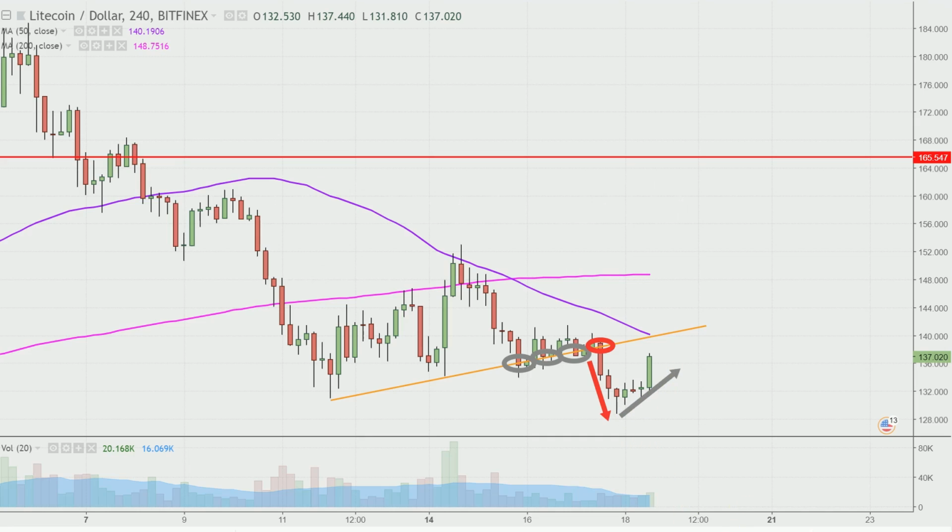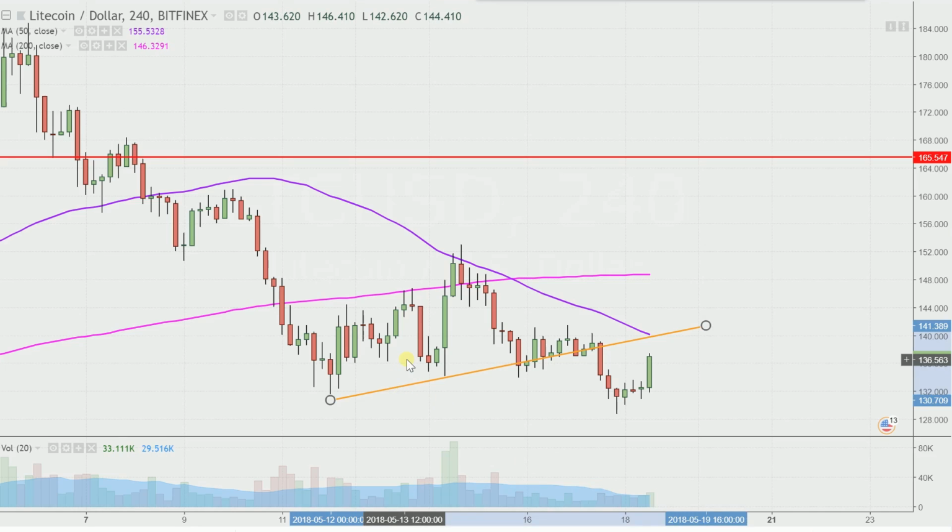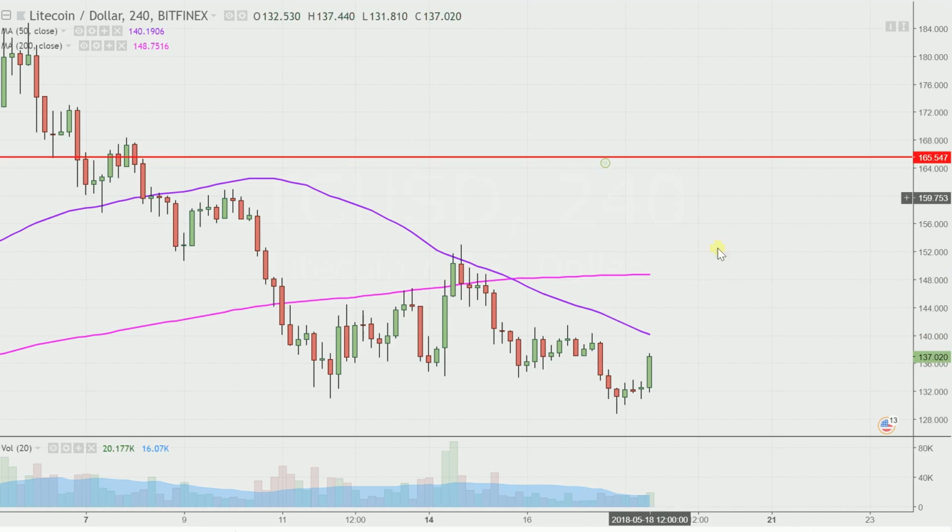Does this bounce have any sort of true power behind it? That remains to be seen. But that also leads into the first thing that I want to talk about. I'm going to just get rid of that real quick. So does this bounce have any sort of true power?